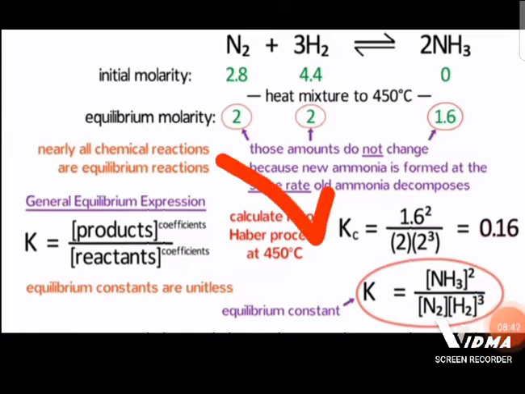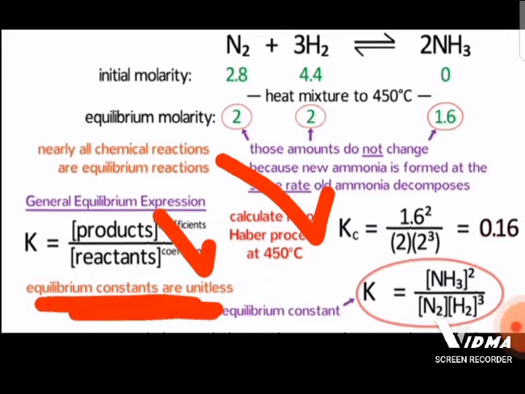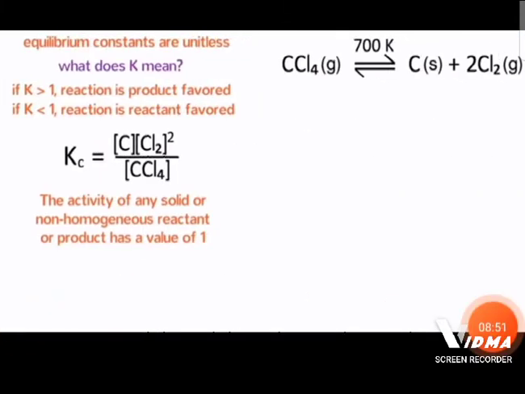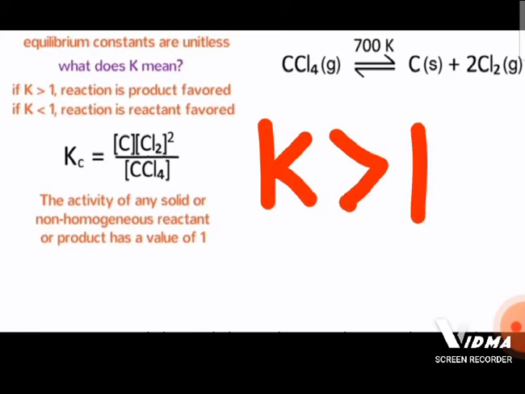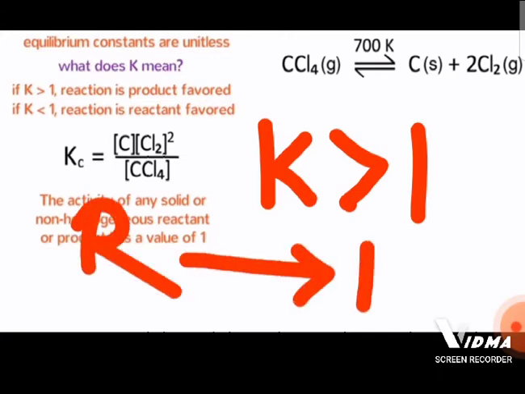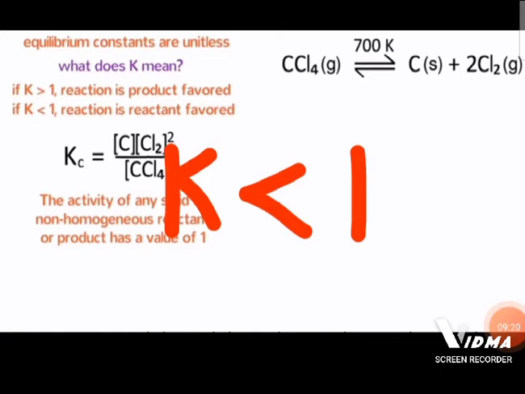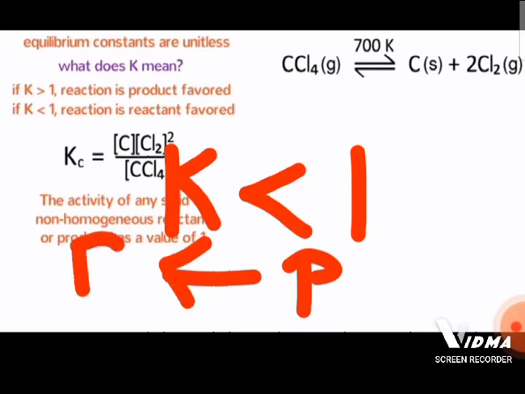And children, please remember, equilibrium constants are unitless. They won't have any unit. Remember this. Then one more very important point for the entrance exam, you need to remember that if the equilibrium constant K is greater than 1, it means what? The reaction is proceeding towards product. Reactants are converting into product. Remember this. Another possibility is, if K is less than 1, then the reaction proceeds backward, meaning products decompose to give reactants. Remember this.